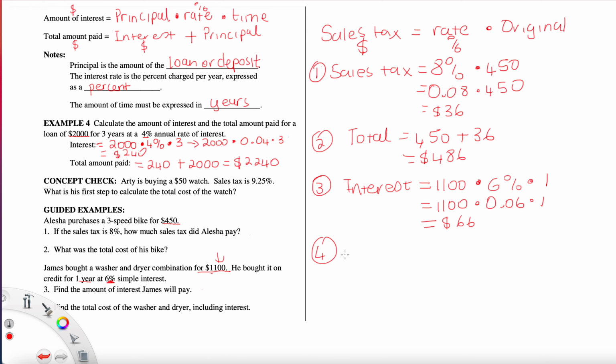And finally, it says find the total cost of the washer and dryer, including the interest. So the total will be the interest, which we found is $66, plus what it was originally, which is $1,100. And you are going to get $1,166.